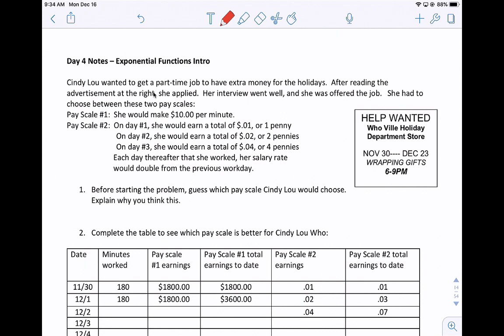So here's our problem. Cindy Lou wanted to get a part-time job to have extra money for the holidays. After reading the advertisement at the right, she applied. Her interview went well and she was offered the job. She had to choose between two pay scales. So pay scale number 1, she could make $10 a minute.